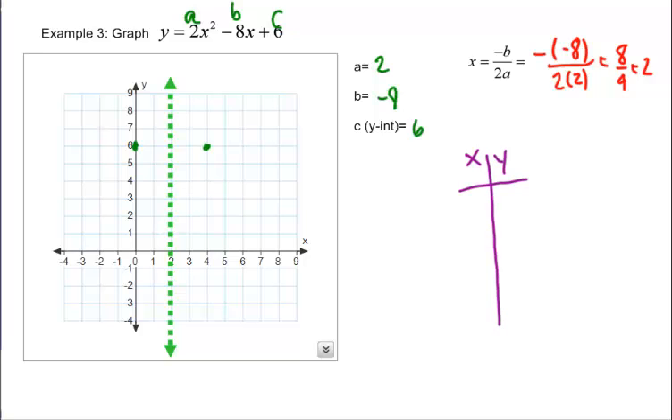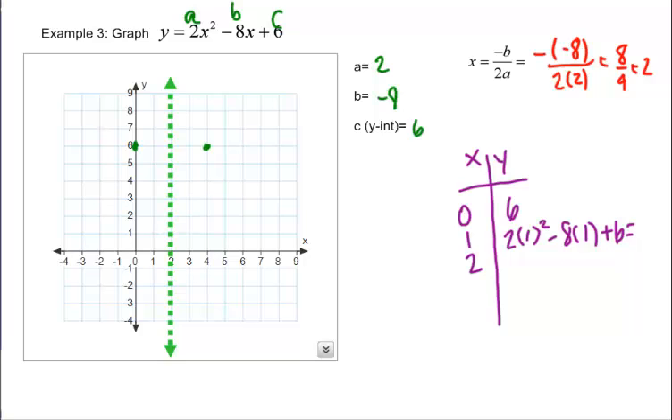But this time, in the middle, I'm going to have an x-coordinate of 2. So let's use 1 and 0. Well, we know that 0 is going to be 6 because that's our y-intercept. And then when we put 1 in, what do you get? Well, you've got 2 times 1 squared minus 8 times 1 plus 6. That's going to be my y-coordinate.